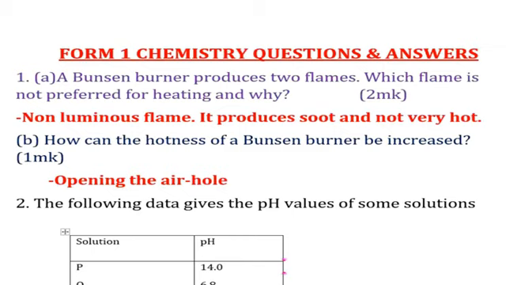Question number B. How can the hotness of a Bunsen burner be increased? How can we increase that? By opening the air hole.